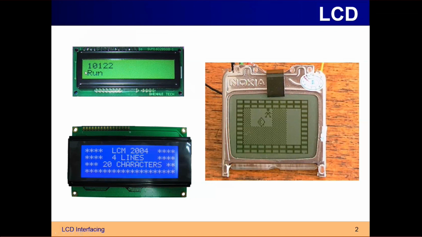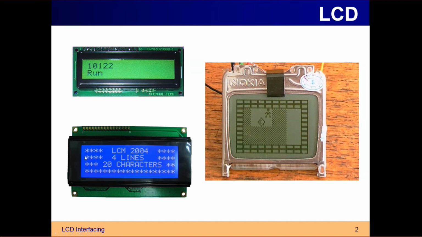The basic LCD module available is known as a 16x2 LCD. That means 16 characters can be printed in one line, and there are 2 lines of display. So that is known as a 16x2 LCD. This one is a 20x4 LCD. That means in each line 20 characters can be displayed, and there are 4 lines.